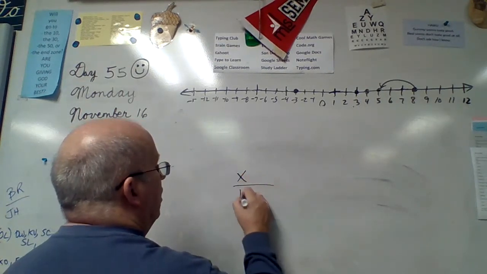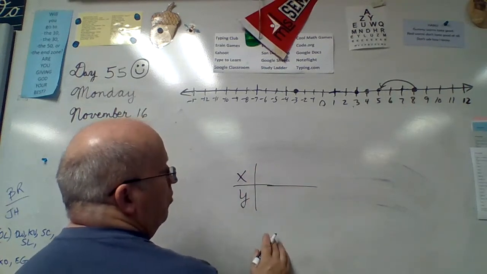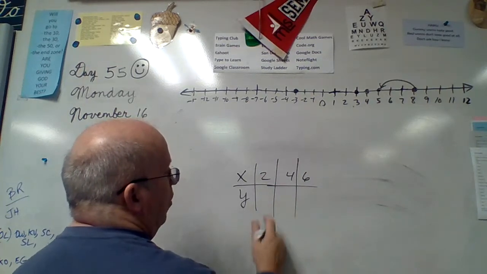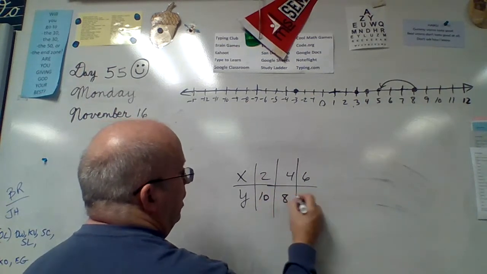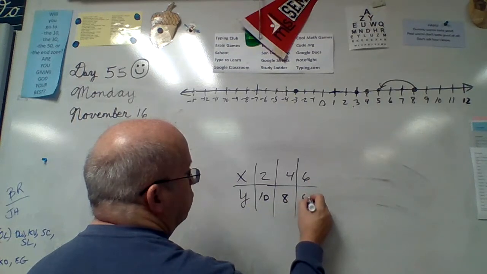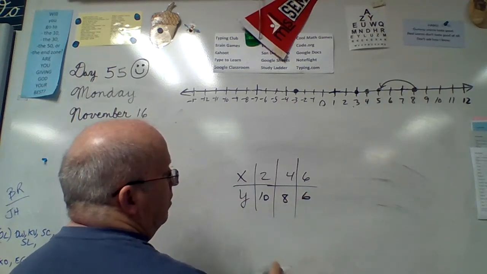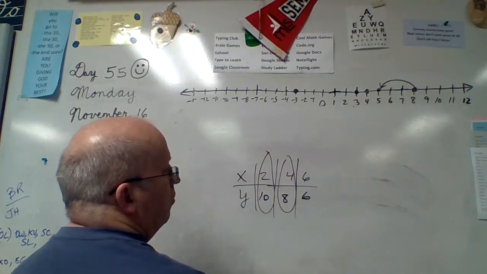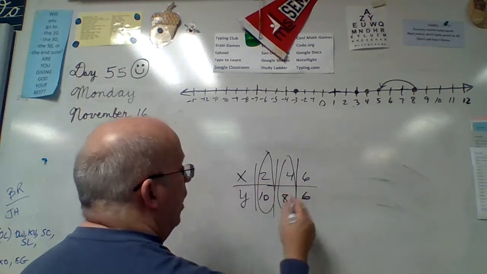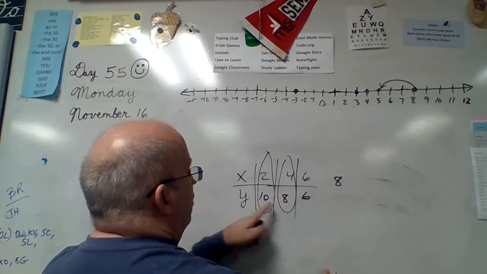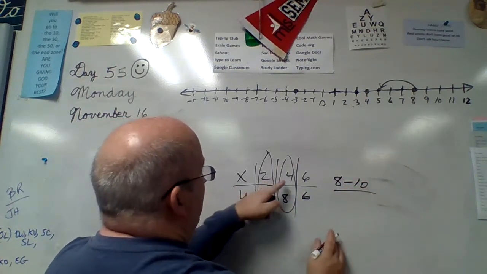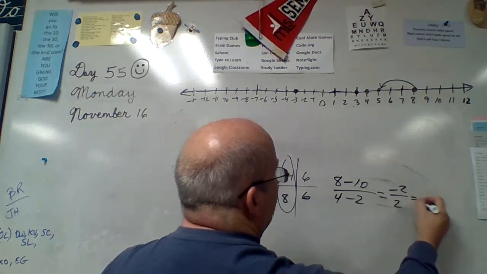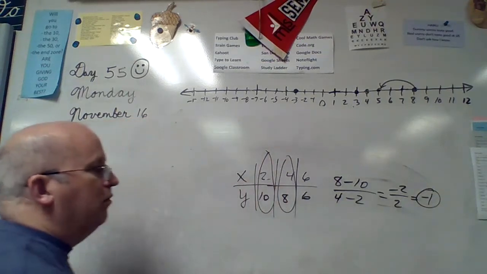If I have x and I have y, and I have these values of x, how about 2, 4, and 6? And I have these values of y, how about 10, 8, and how about 6 again? All I got to do is pick any two ordered pairs and use that formula: second y, how about 8, minus the first y, over the second x, 4, minus the first x, and I get -2 over 2, or a slope of -1.